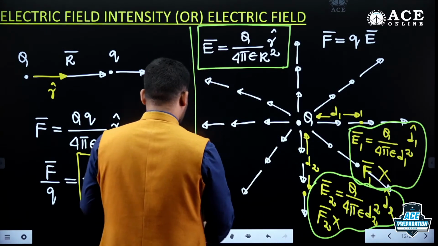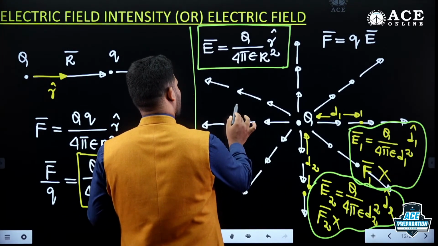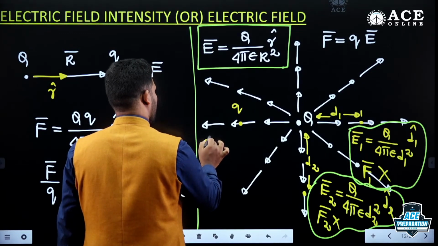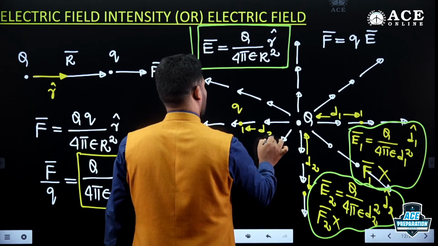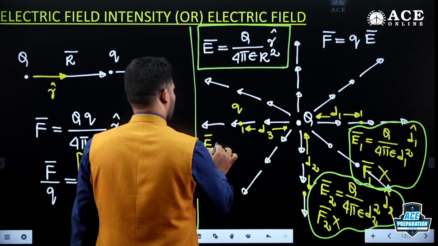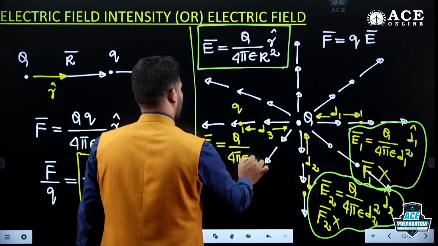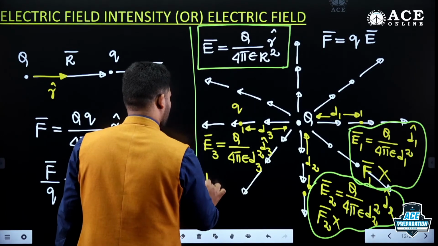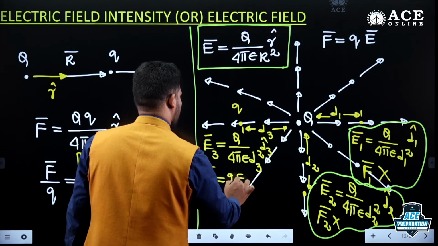Suppose let us consider one more point here. Here I have placed some charge Q. So what happens to the electric field E3 at a distance of D3? It is equal to Q by 4 pi epsilon D3 square into D3 cap. What is the force here? Force will exist here, F3.